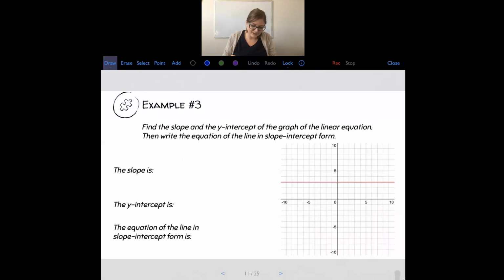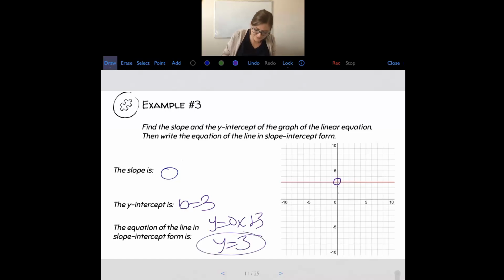Example 3, find the slope and the y-intercept, and then we'll do the same where we'll use it to write the equation of the line in slope-intercept form. Okay, so the slope here, it's a horizontal line. So my slope is 0. You could also try to do rise over run, or you could pick two ordered pairs that are on the line and calculate slope that way. The y-intercept is right here, 1, 2, 3. B is equal to 3, so my equation is just y equals 3.